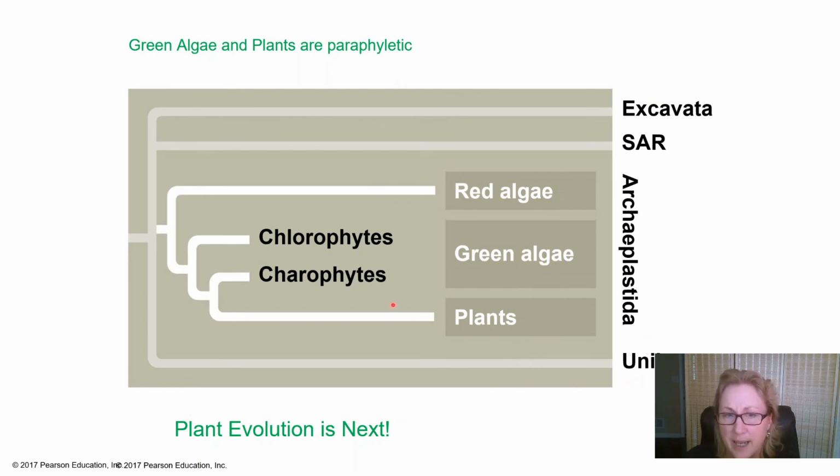Okay, so next we're going to talk about how we went from this ancient ancestor here, which was like a charophyte and lived in the water, to an organism that was photosynthetic and could live on land, which meant it had to evolve a way to not dry out in the air. Because in general, algae don't have any way to not dry out. Okay, so that's the next chapter, chapter 29. We'll talk about plant evolution.